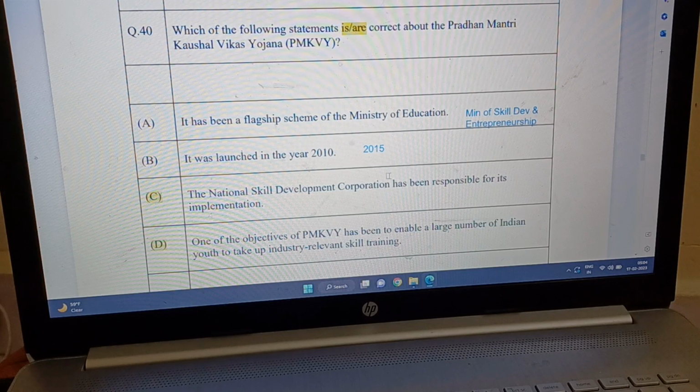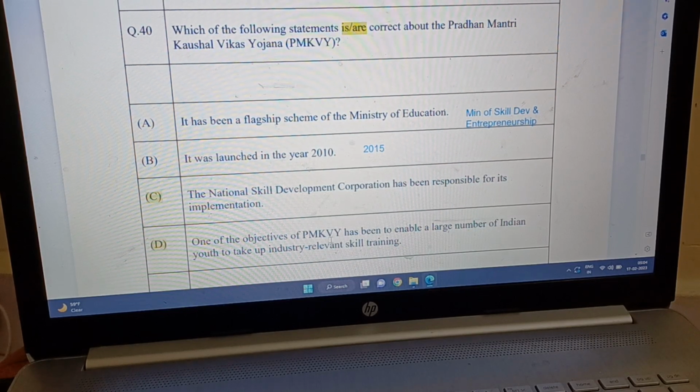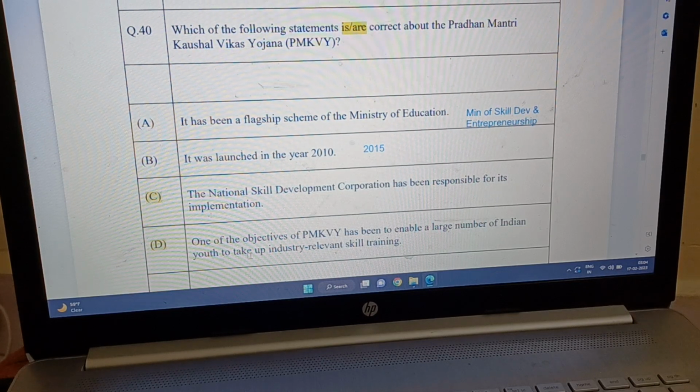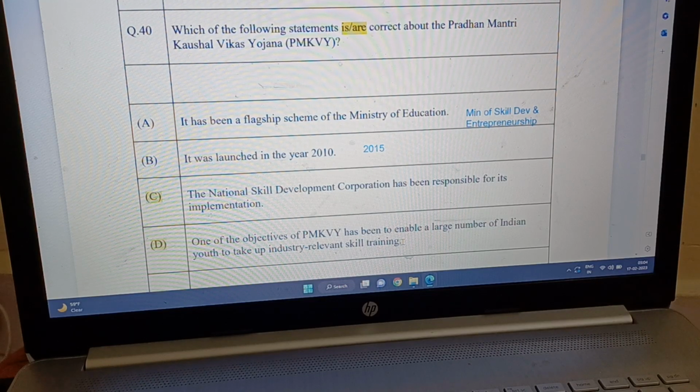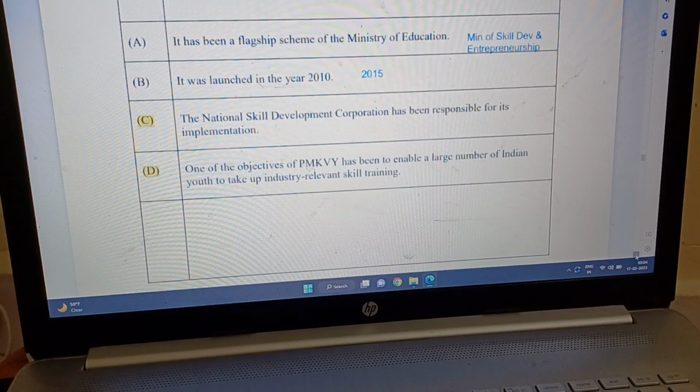So C is correct. And D, one of the objectives of PMKVY has been to enable a large number of Indian youth to take up industry relevant skill training. Yes, so it is not related to education, it is just technical training, industry related training. That's why it is not part of the Ministry of Education, which is responsible for schooling and colleges, but it is the Ministry of Skill Development and Entrepreneurship that provides money for industry relevant skill training. So C and D are correct answers.